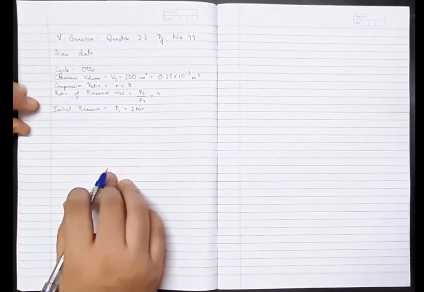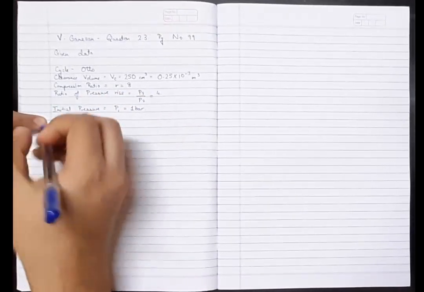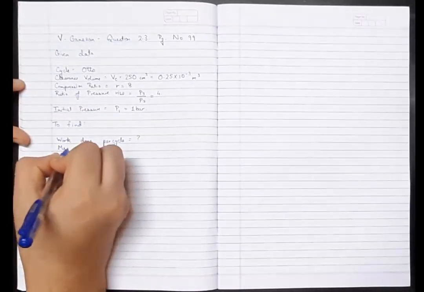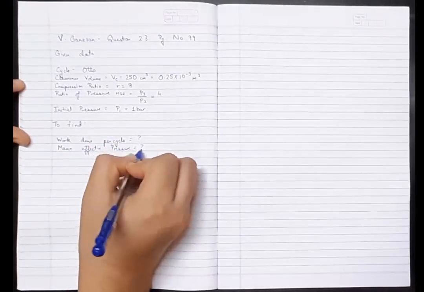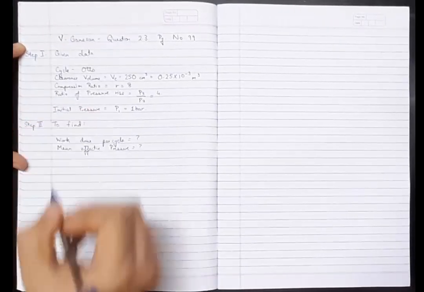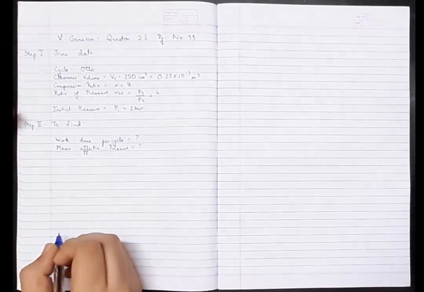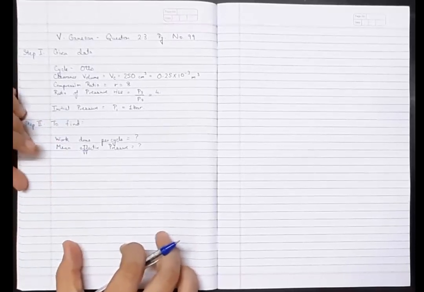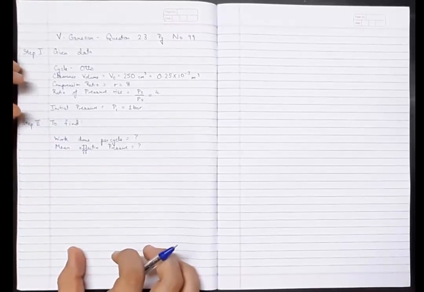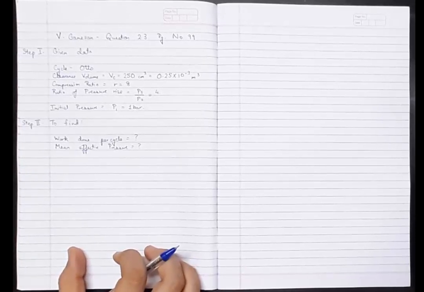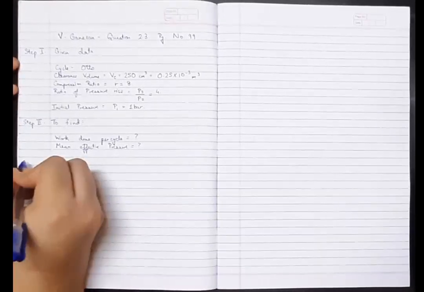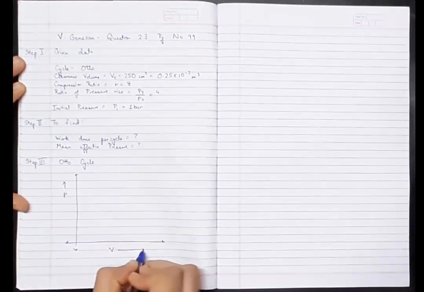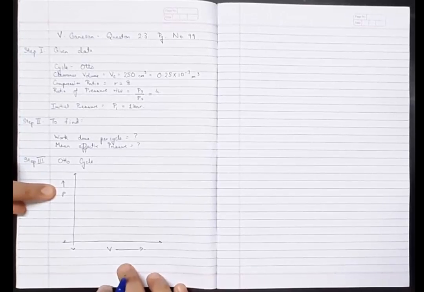After writing the given data, I will write what are the things that we have to find. After this, as this is an Otto cycle sum, we have to draw the PV diagram of the Otto cycle. Because this is the first sum, I will be explaining the drawing process in detail. From the next sum onwards, I will take it faster. So I have drawn the P versus V graph.